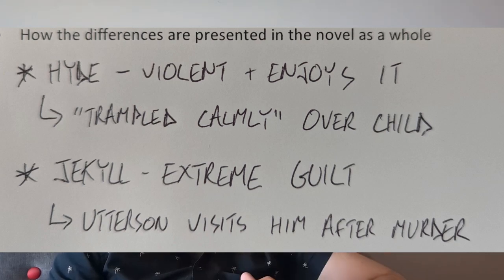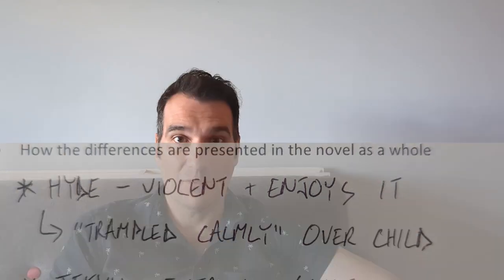And with Jekyll, with his extreme guilt, I'm going to write about the bit in the novel where Utterson goes to see him, and Jekyll is clearly in the aftermath of that extreme guilt, right? And he looks incredibly ill, and we can describe that and talk about that. So that gives me my structure for my essay, right? I've got my 2 main points. I've got a couple of bits that I can link to the rest of the novel with it.